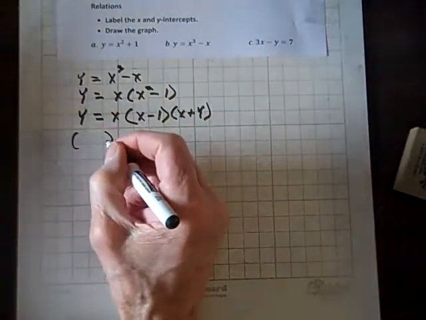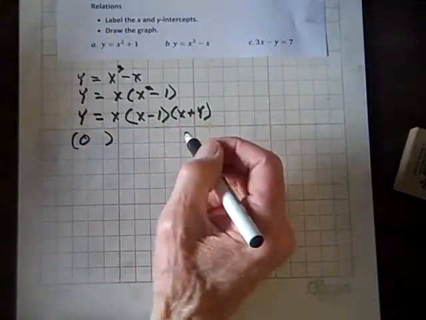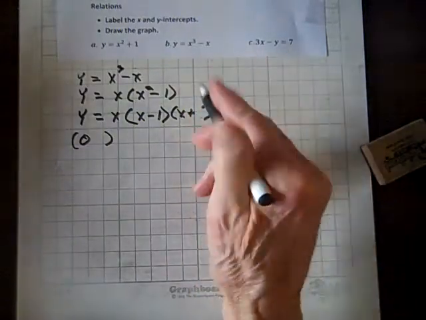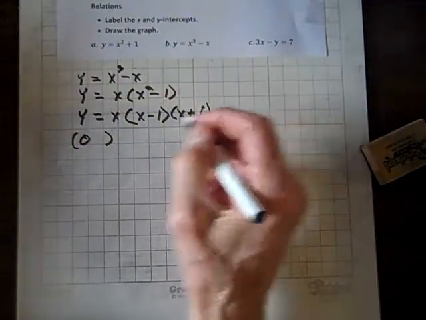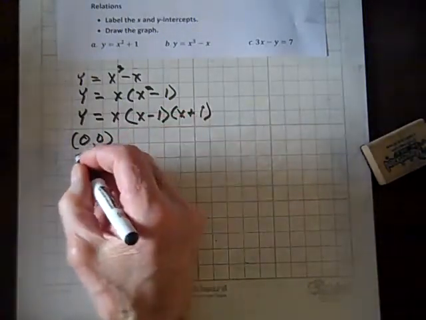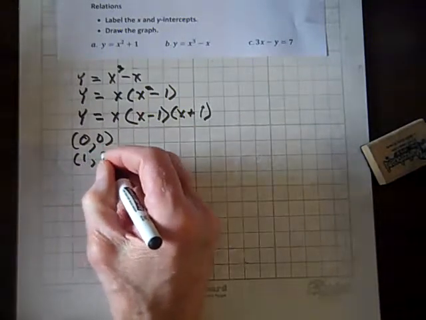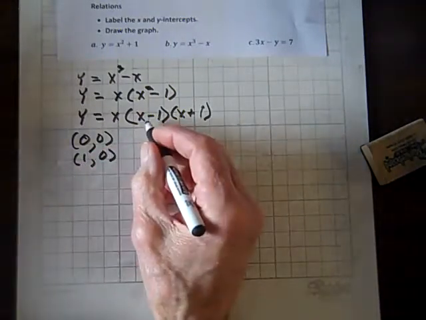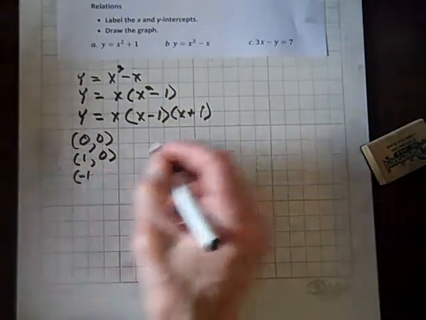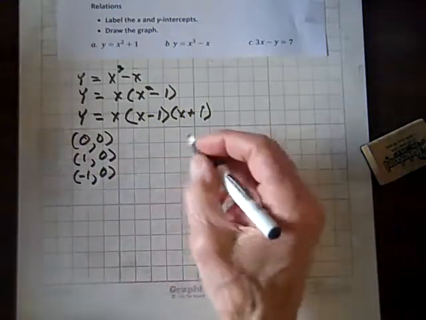If we let x be 0, well, 0 times all this stuff, and by the way, that should be a 1 there, not a y, 1. Anyhow, what we get is 0. If we let x be 1, y will be 0, because this thing will 0 out. If we let x be negative 1, that'll 0 out, and y will be 0.